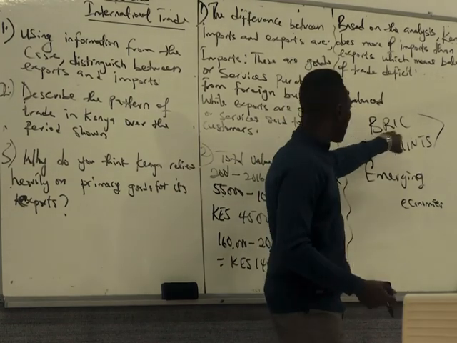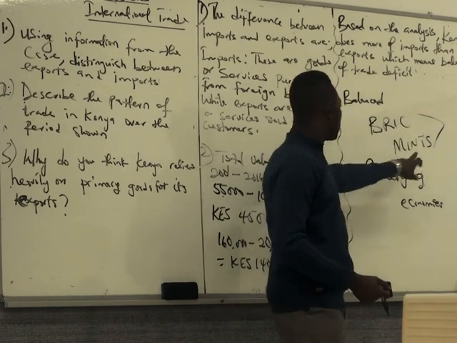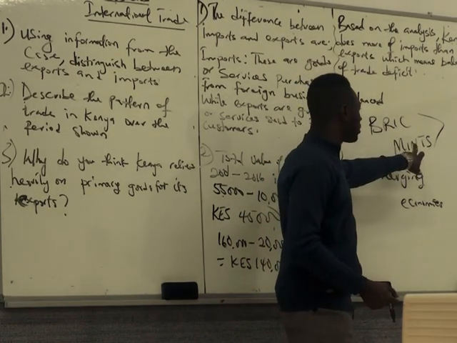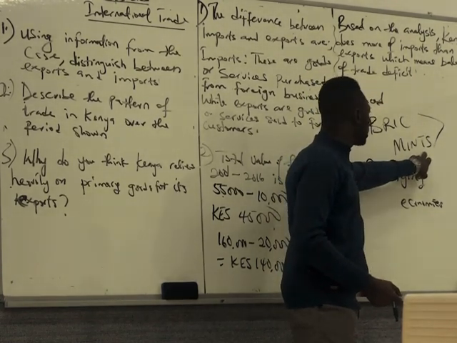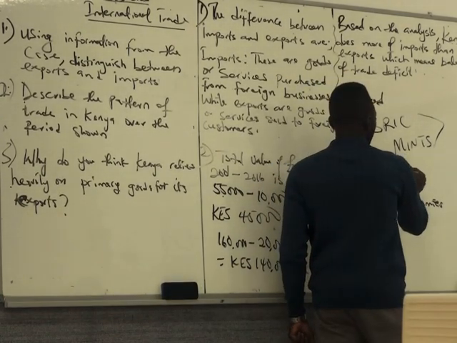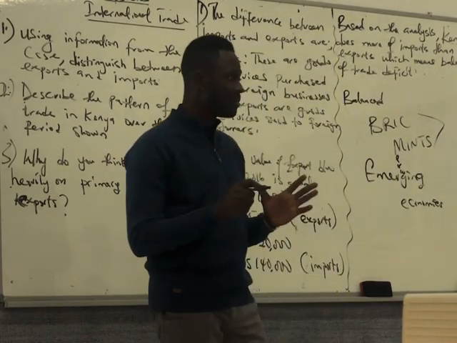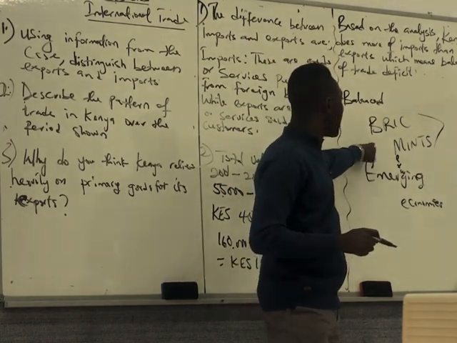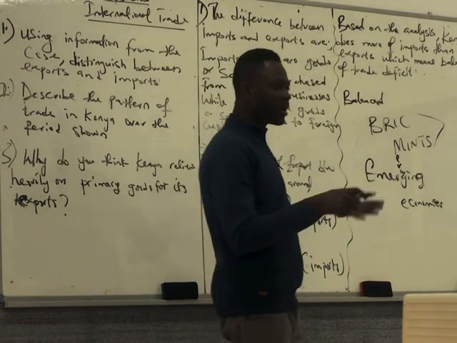Here we have Brazil, we have Russia, we have India and China. For the MINT, we have Mexico, Indonesia, Nigeria, Turkey, and also South Africa. So these are emerging economies. Do you see the difference between them? Both are emerging economies.